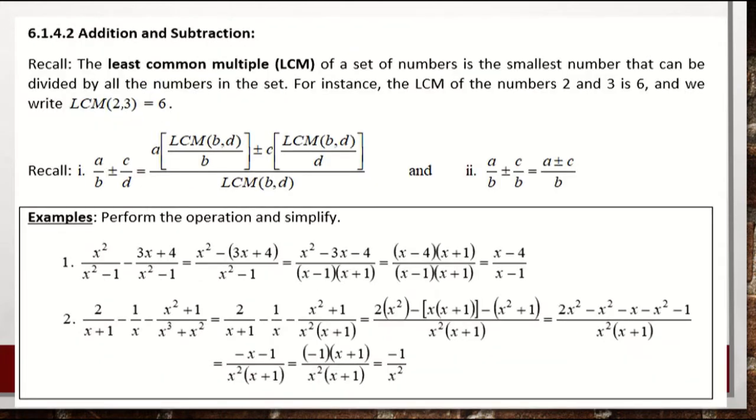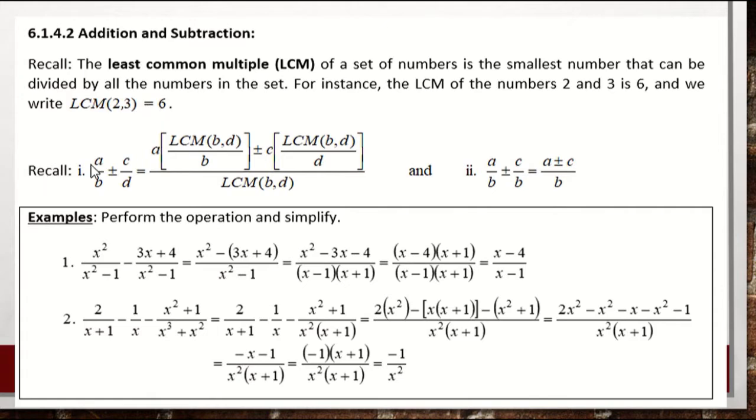Next, addition and subtraction. Recall the least common multiple, or LCM, of a set of numbers is the smallest number that can be divided by all the numbers in the set. For instance, the LCM of the numbers 2 and 3 is 6. And we write LCM of 2, 3 equal to 6.